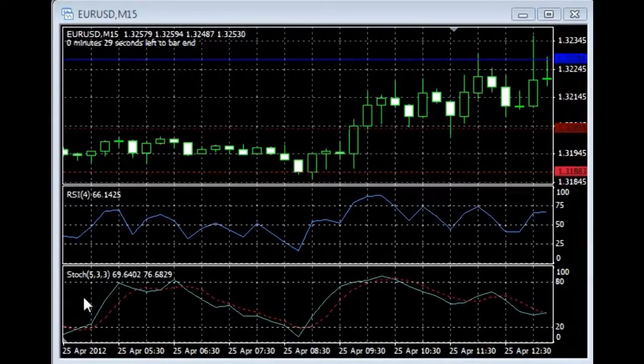If your default settings are not at 5, 3, and 3, then you need to change them to 5, 3, 3. And go ahead and load those two indicators up.